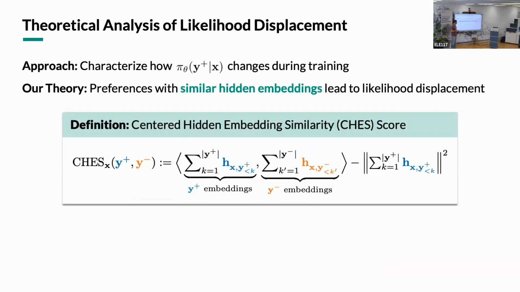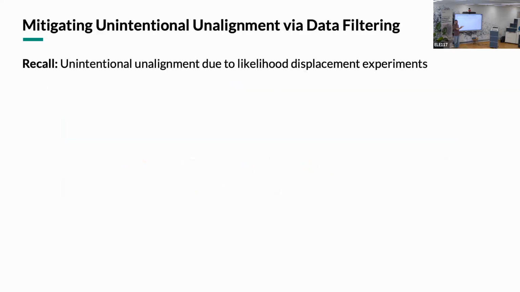Not super important, but for each token in the response, you get a hidden embedding at the final layer of that transformer. Here you sum them up and take the inner product with the sum of the y minus embeddings, and you subtract a reference term. This is why we call it the centered score, just to make sure that if the hidden embeddings have a large norm, it doesn't inflate your score artificially. And this pops up from the theoretical analysis.